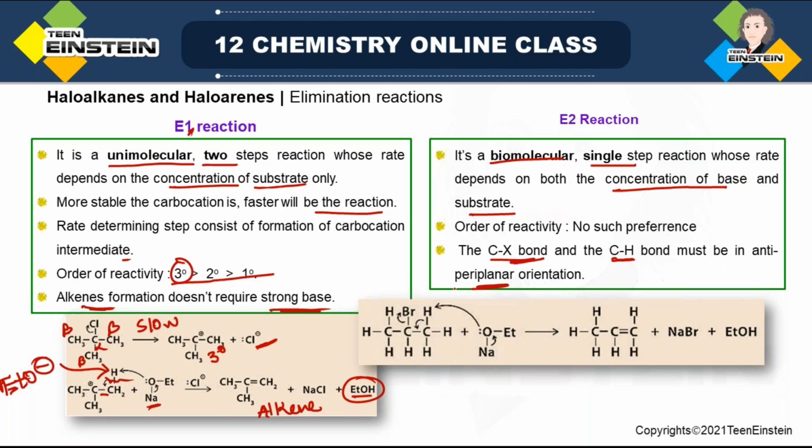Here we have taken a 2° substrate, CH3CHBrCH3, that is isopropyl bromide. Here it is a single step reaction. EtO minus is attacking any of these beta hydrogens because all these are beta hydrogens. The CH bond is broken, a CC double bond forms, and Br leaves. So in this mechanism, you will not be able to understand the anti-periplanar orientation because here both CBr and CH are drawn in the same way.